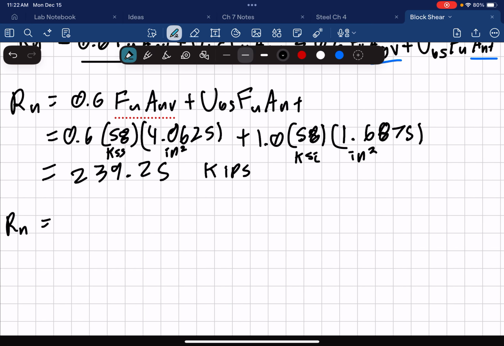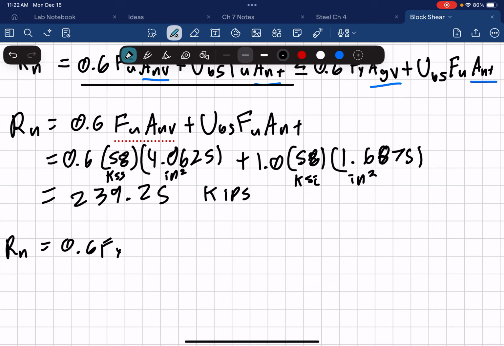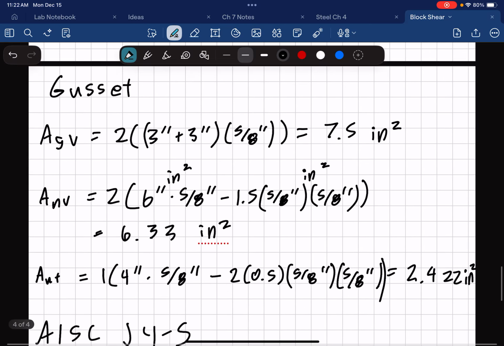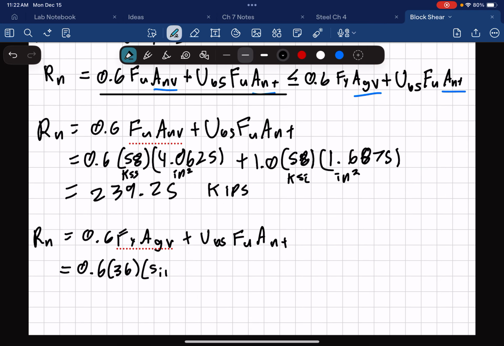So now for part 2 of this, 0.6 FY AGV plus UBS FU ANT. 0.6, we're dealing with 36 KSI material. Our gross area of shear is 5 inches squared. I don't know why I wrote the units in there. I haven't been doing that for the rest. Try to be consistent when you do that. It'll save your sanity. 58. And then this second part of the equation here has not changed from this. So we're going to get the same value for that part of the equation.